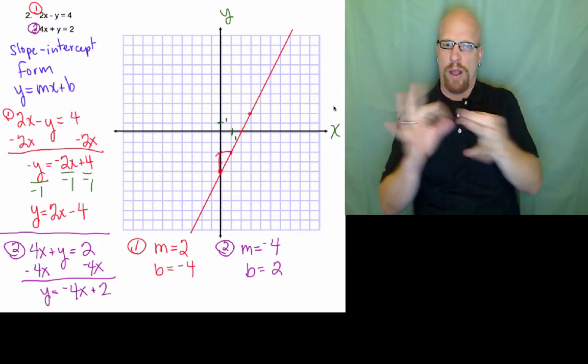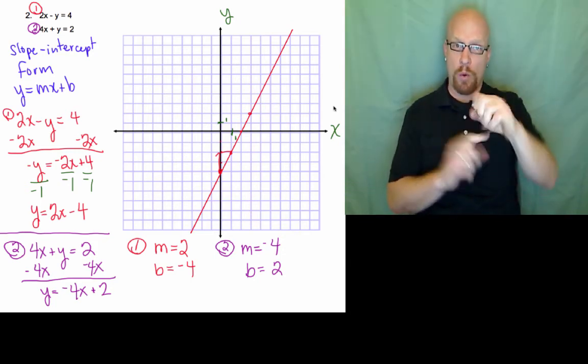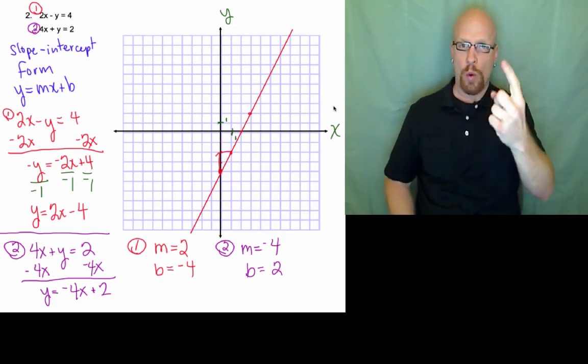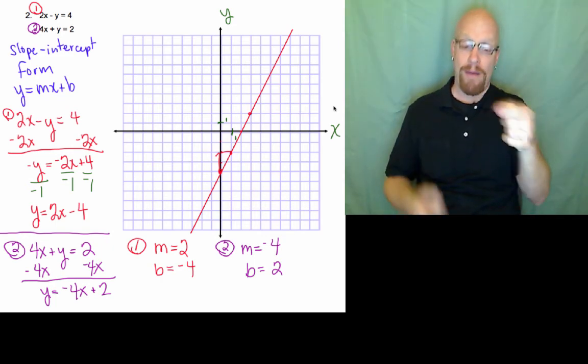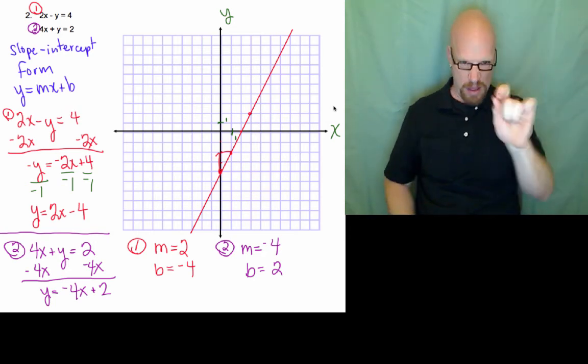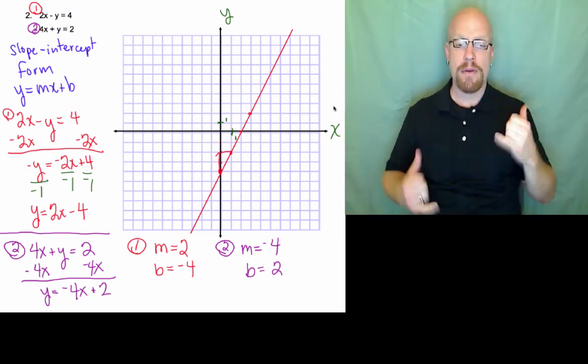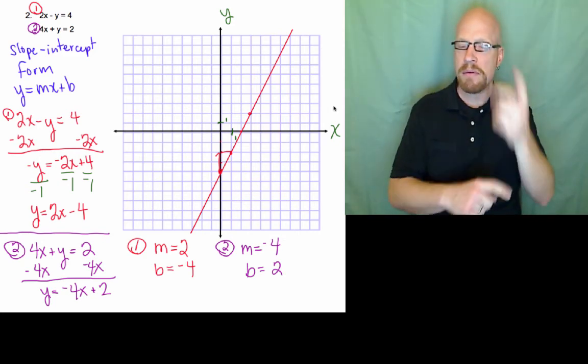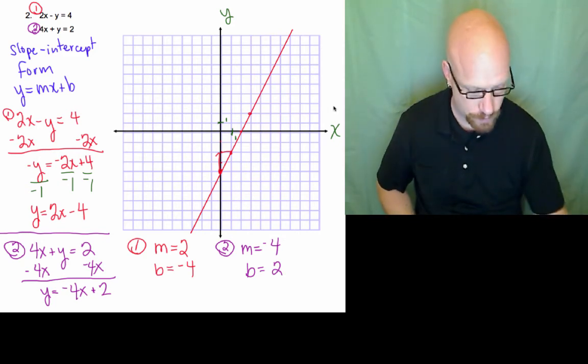Our red line represents our first equation. The slope equals 2. That means we're going up 2 and over 1. And the y-intercept is -4, which means (0, -4) on the y-axis. Now we're going to graph our second line and see what that looks like.